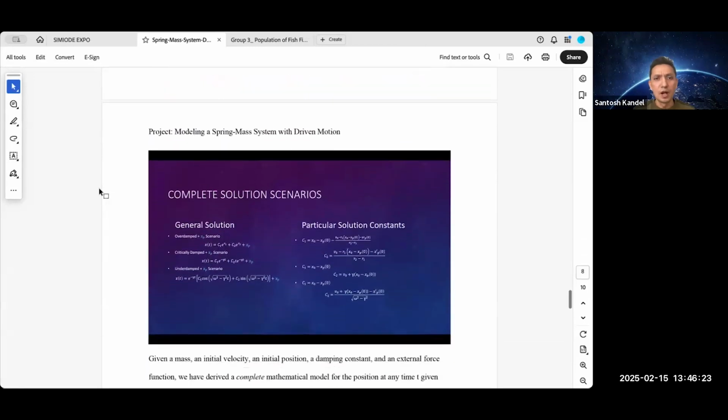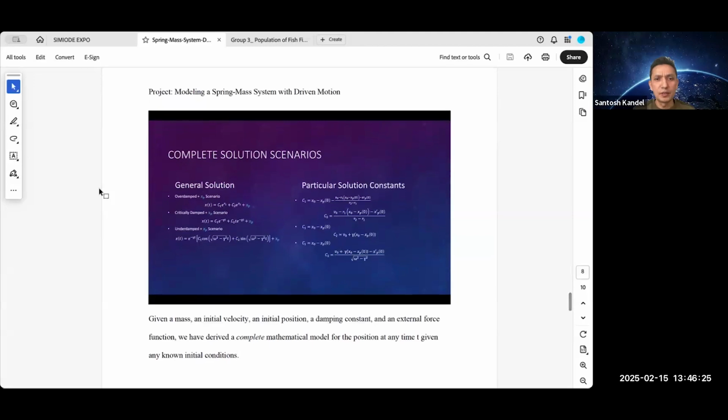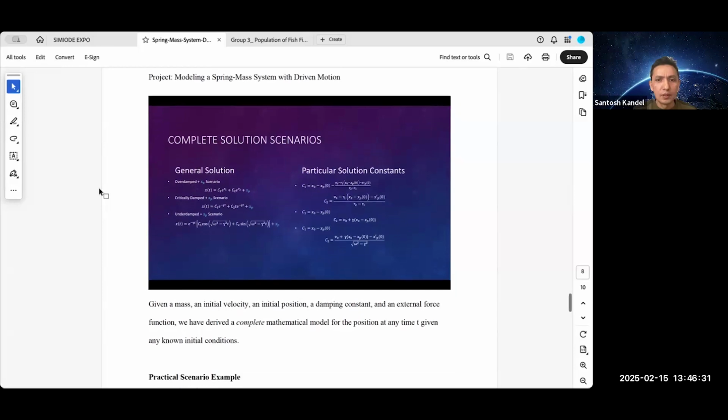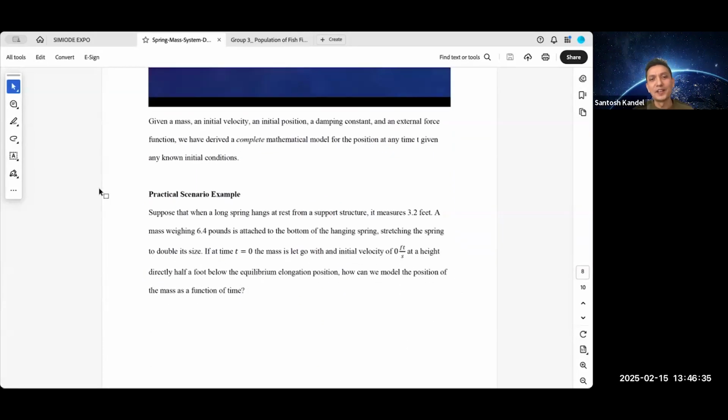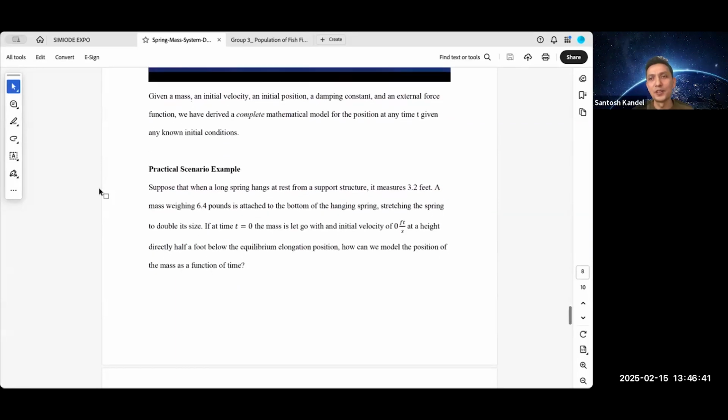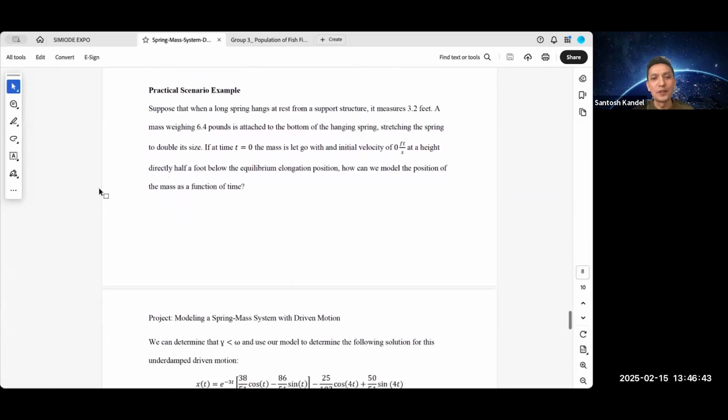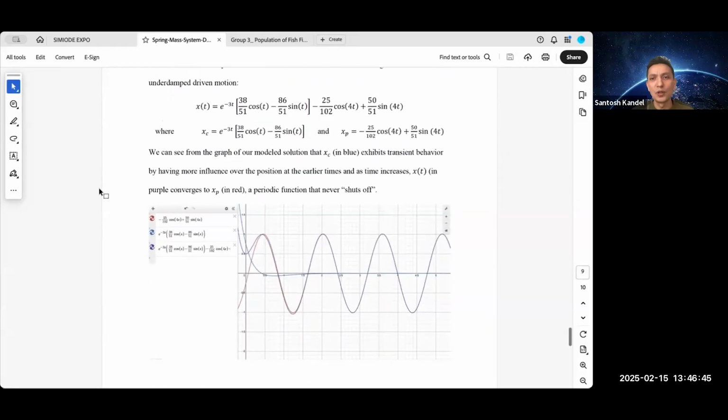So this is what I'm showing here, I think, the solution. And then they do talk about a practical scenario, but I think this problem they probably took from the textbook and then tried to solve. This is the practical scenario. Maybe this is not what I was hoping for. They do talk about this and then go on analyzing what the solution looks like.